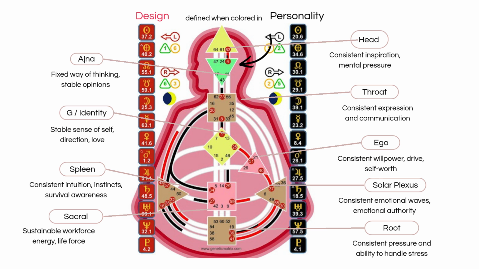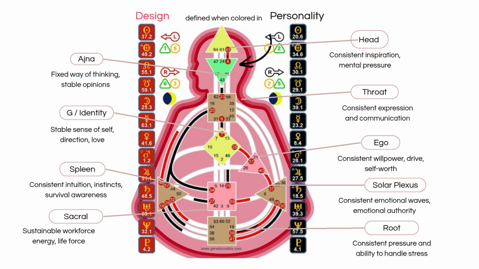The diamond shape in the middle is referred to as the G, or self or identity center, and when defined, would provide a stable sense of self, direction, and love, or feeling lovable. The small pink triangle is referred to as the ego. When defined, it provides a consistent willpower, drive, and self-worth.